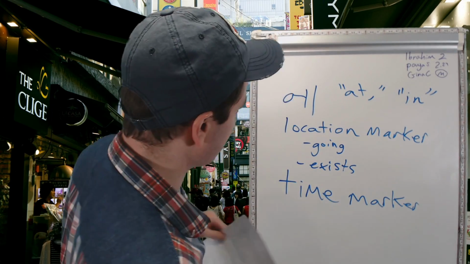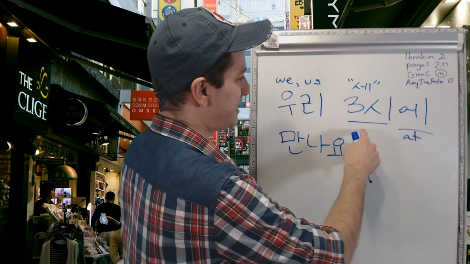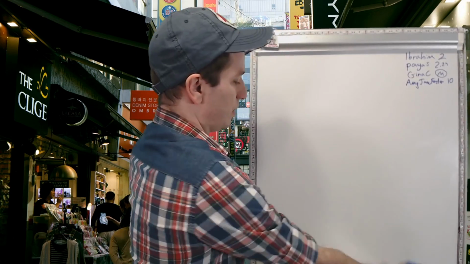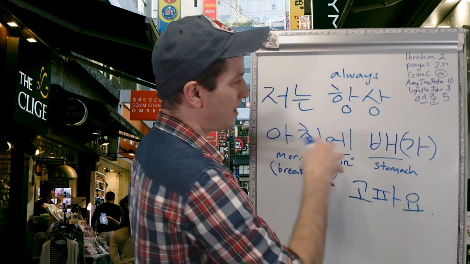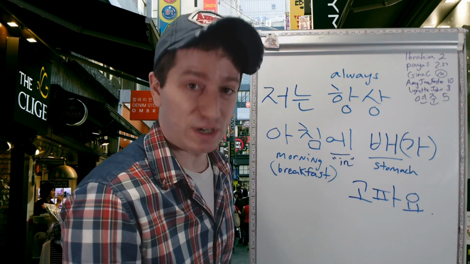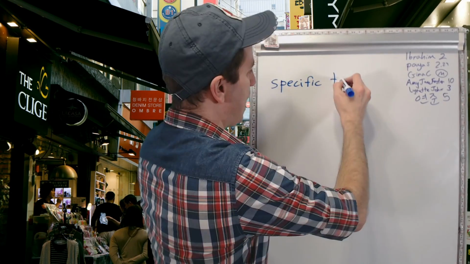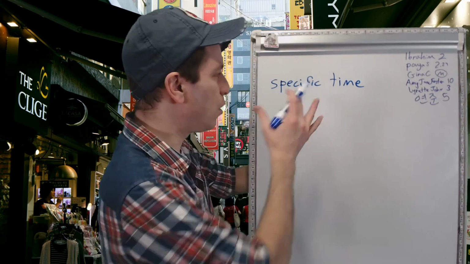So let me give you an example of that. 우리 3시에 at 만나요. 3시에 만나요. We meet at 3 o'clock. Let's do one more. 저는 항상 아침에 배가 고파요. I am always hungry in the morning. Now, I want to talk about a few words that you don't want to use 에 with. Anytime you're doing a specific time, use it. So anytime you're talking about a time, always use 에.